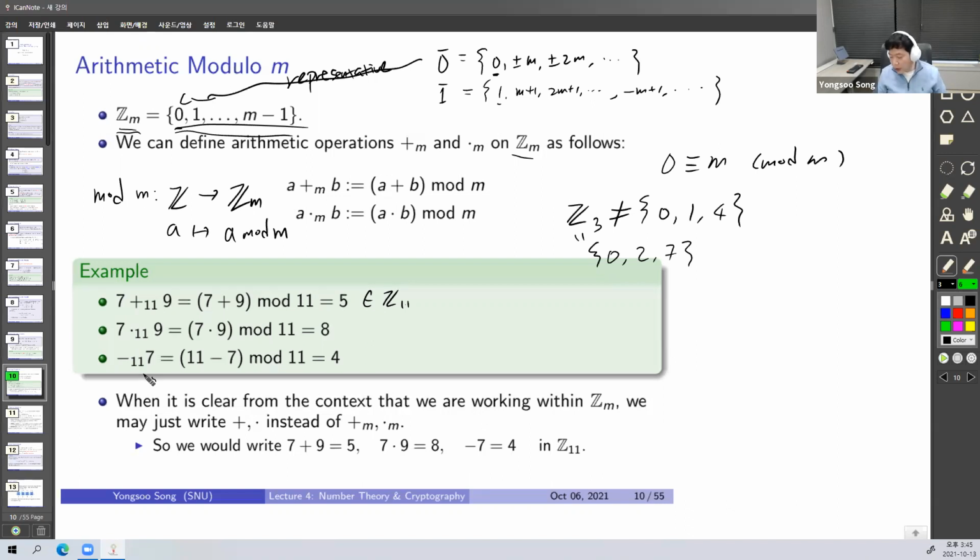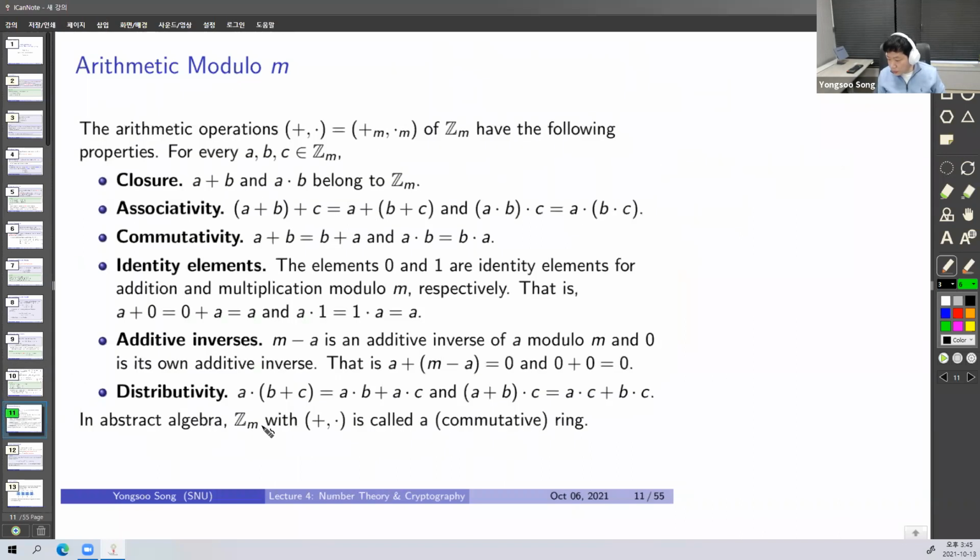When it's very clear from the context, we can just remove this m here and simply write plus. We simply use this plus_m notation for simplicity. And these arithmetic operations modulo m have good properties. Of course, this set Z_m is closed under addition and multiplication modulo m.